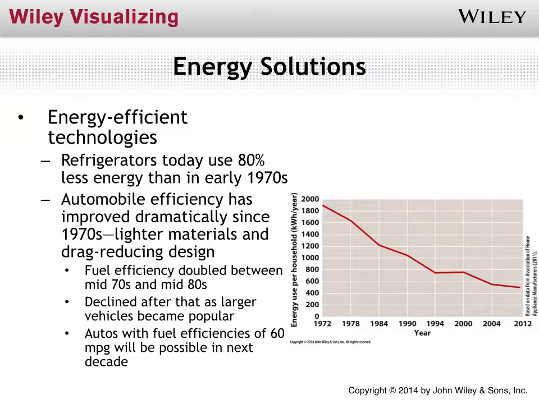Certainly automobiles have become way more efficient and much less polluting than they were in the past. Fuel efficiency doubled between the 70s and 80s. It declined quite a bit after that because of the demand for all the big SUVs.